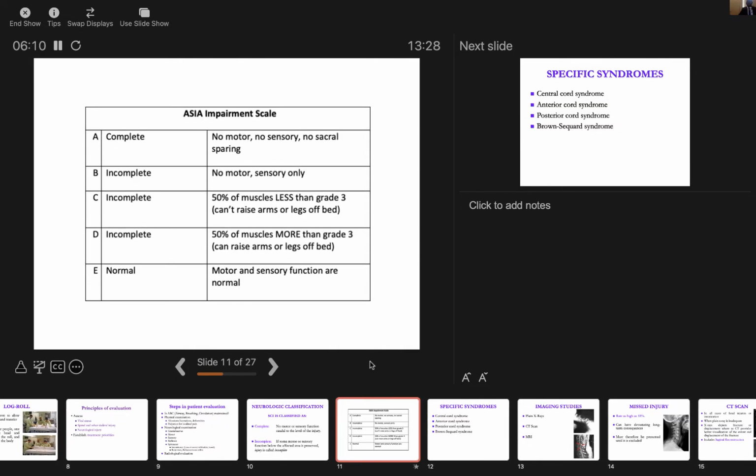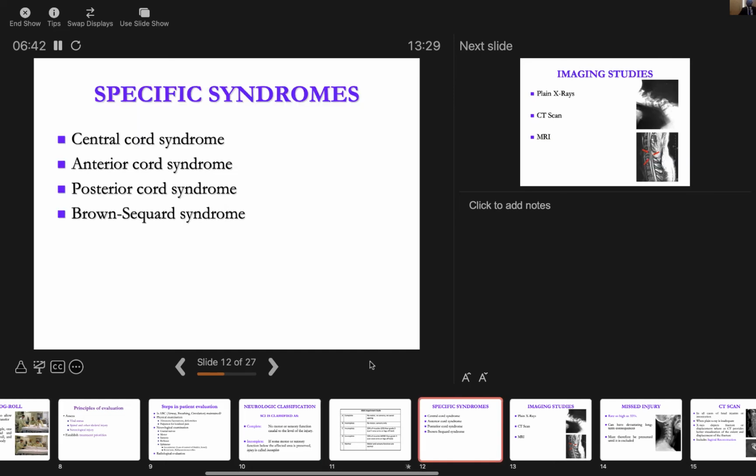We use some classification systems. ASIA is the most used one. ASIA A means no motor, sensory or sacral sparing, that means complete lesion. B, incomplete. C, incomplete and 50% of the muscles less than grade 3 muscle power. D means more than 50% of muscles grade 3, can raise arms or legs. And normal function means E.